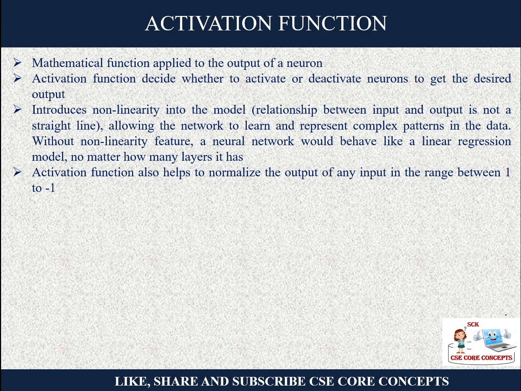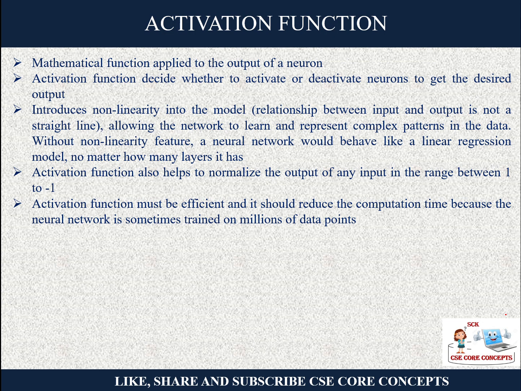So if I am multiplying pressure by some weight, multiplying salinity by some weight and adding them, I will get some other answer, not 0 or 1, right? So whatever output I am getting, I want to normalize that output between minus 1 and 1. That is why we are using the activation function, right? So it should be efficient. Obviously, for every result we require some activation, so it requires some computation.